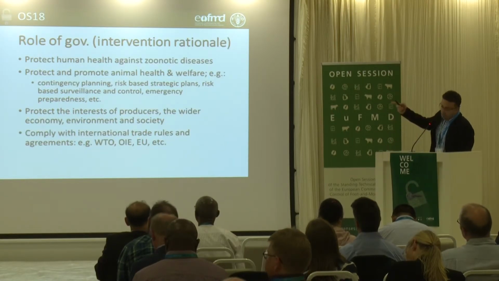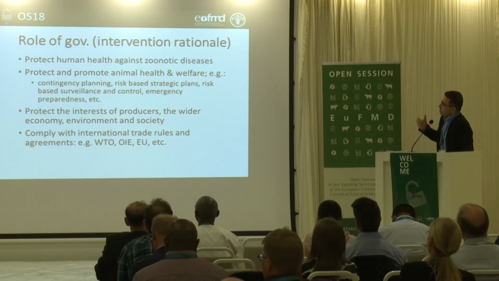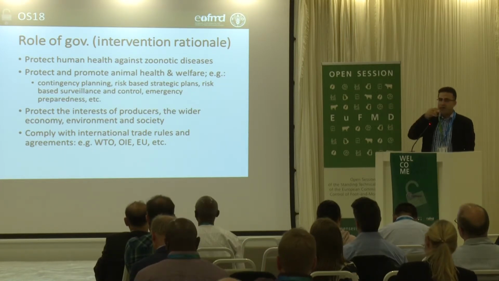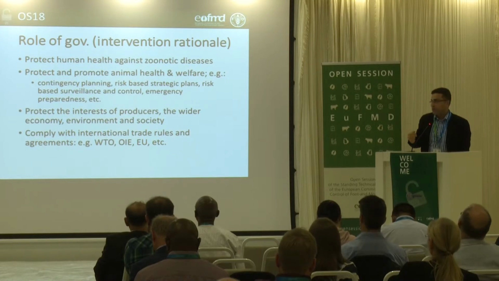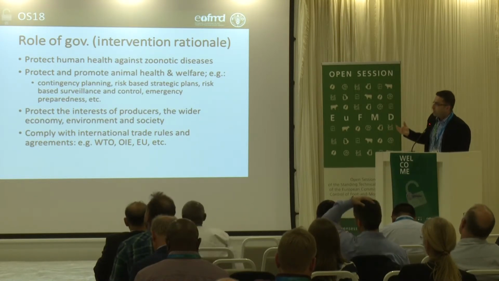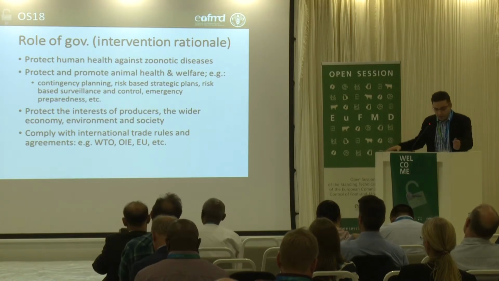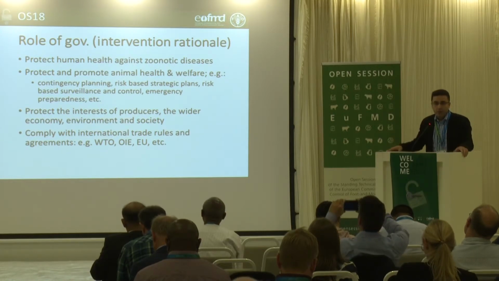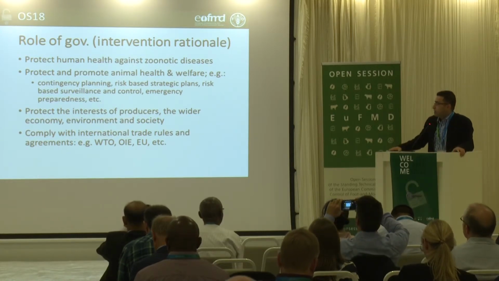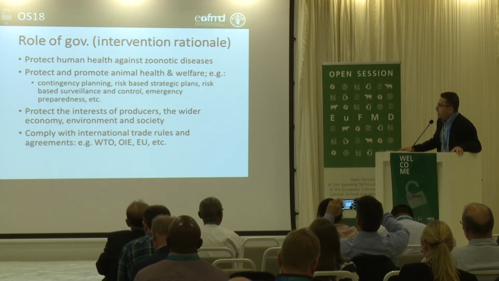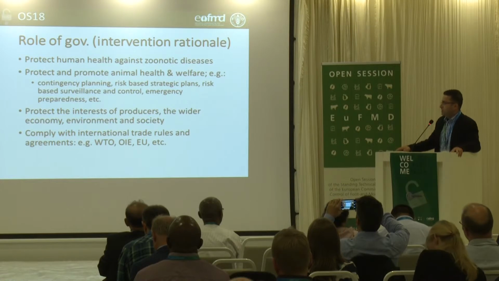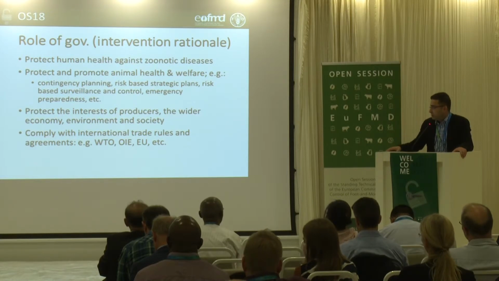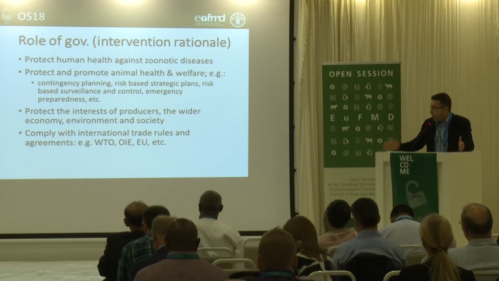So that brings us to the roles of the government. Let's consider we are talking about free economy countries and exotic settings, say European countries. We have these roles for the government: protecting human health against zoonotic diseases, protecting and promoting animal health and welfare, which in many European countries and in European Commission regulations have been explicitly mentioned. Protecting the interests of producers, the wider economy, environment and society, and complying with international trade rules and agreements, including WTO, OIE, EU.